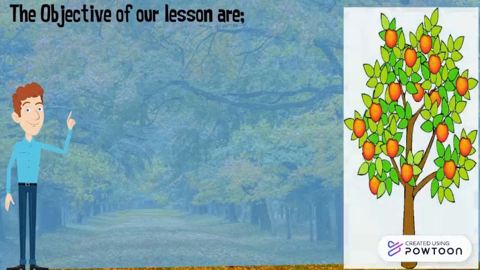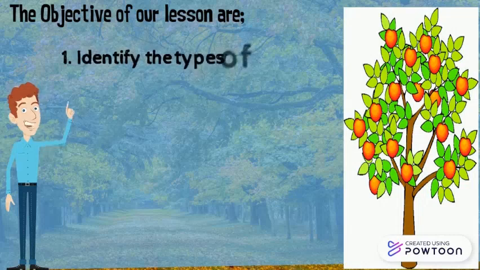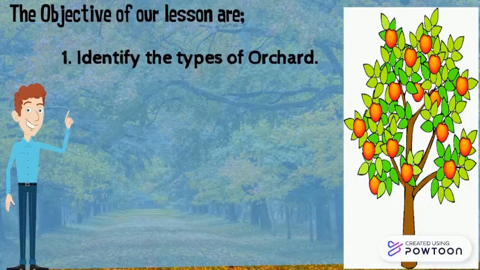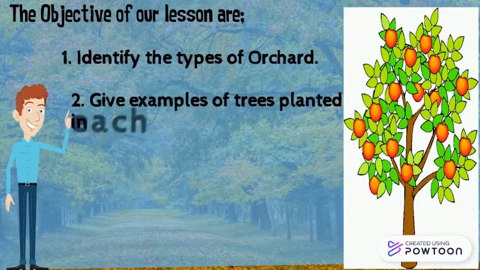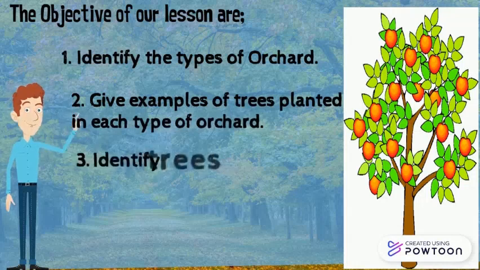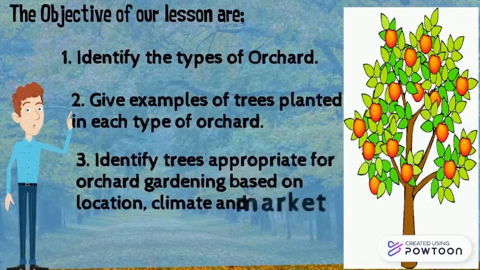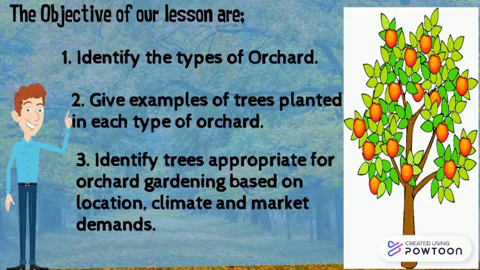The objectives of our lesson are: identify the types of orchard, give examples of trees planted in each type of orchard, identify trees appropriate for orchard gardening based on location, climate, and market demands.